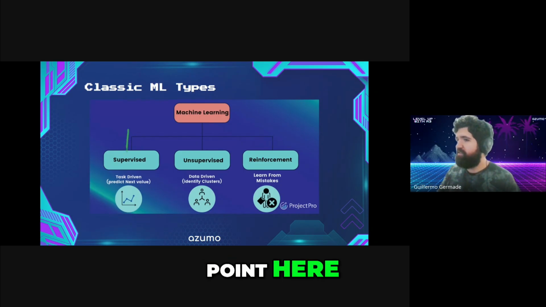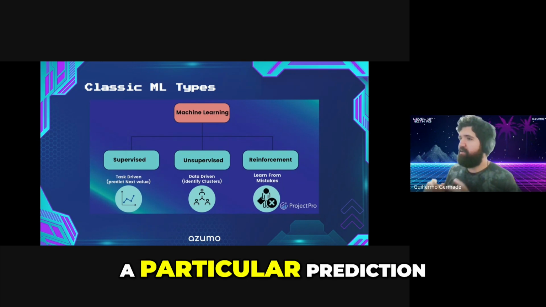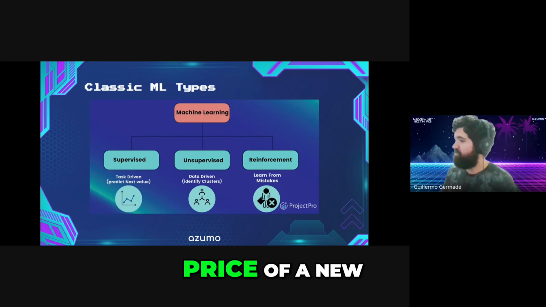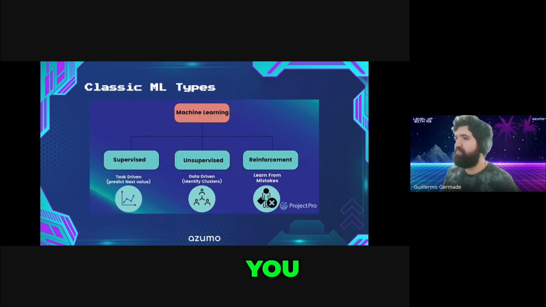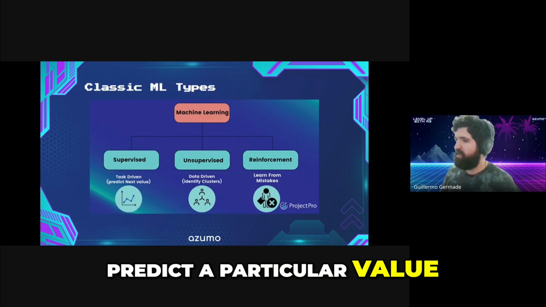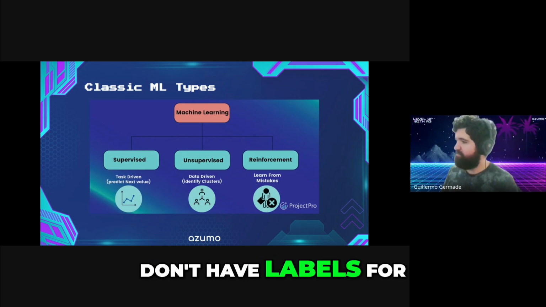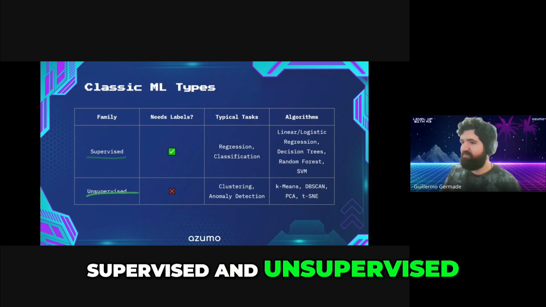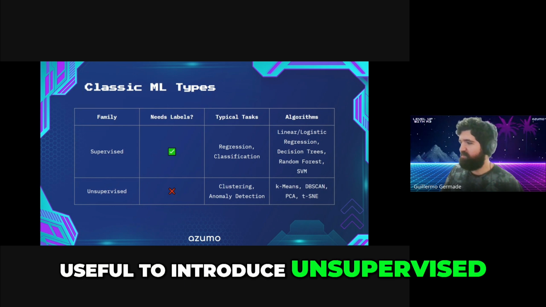The basic point here is that in the data that you feed the algorithm, there is a particular prediction variable that you're going to try to find. In this case, it would be the price of a new rental. And in unsupervised learning, it's different. You are not trying to predict a particular value. You're trying to discover a pattern within data that you don't have labels for. We'll look at it more in depth later. So I added this little table to differentiate between supervised and unsupervised, even though we haven't looked at it yet. But I thought it was useful to introduce unsupervised first.